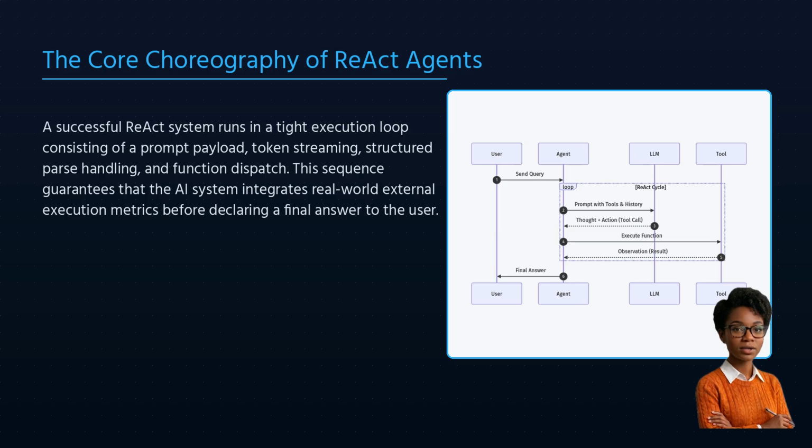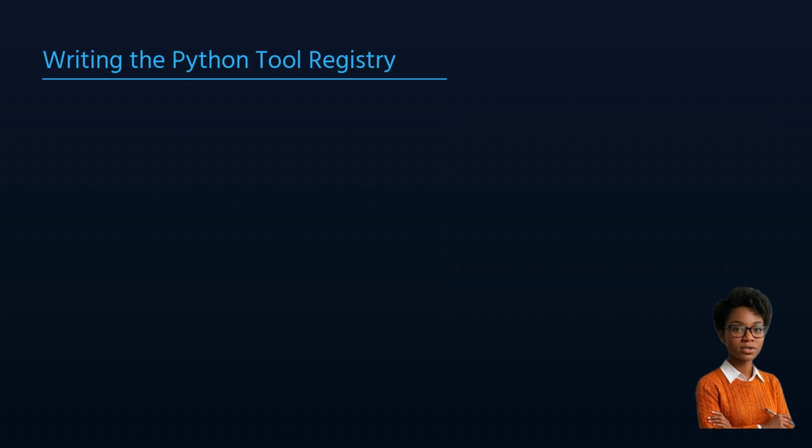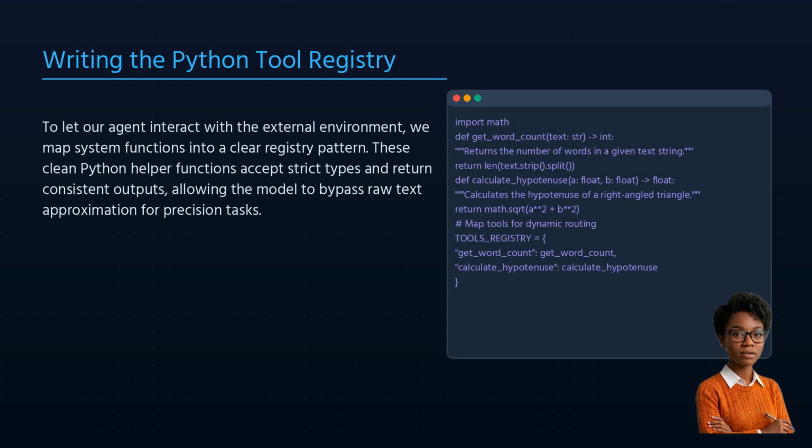Our Python loop intercepts this output, pauses LLM generation, runs the local helper tool, fetches the output as an observation, and routes it back into the prompt history. This loop continues dynamically until the model decides it has sufficient information to emit the final answer. Let's jump straight into the code to define our toolset.